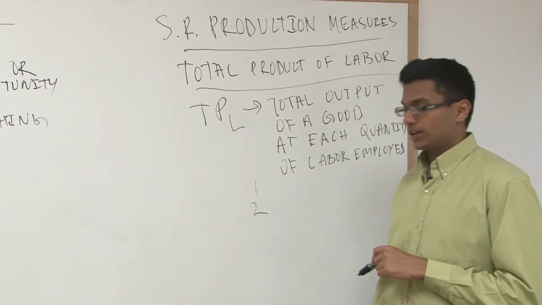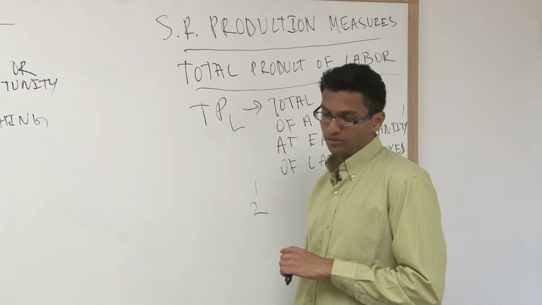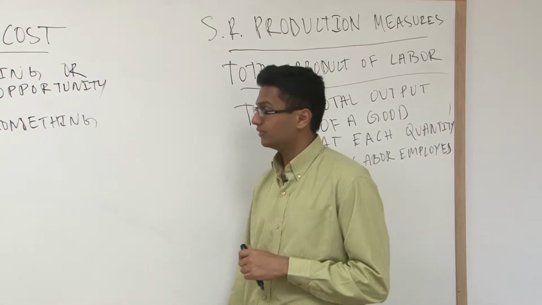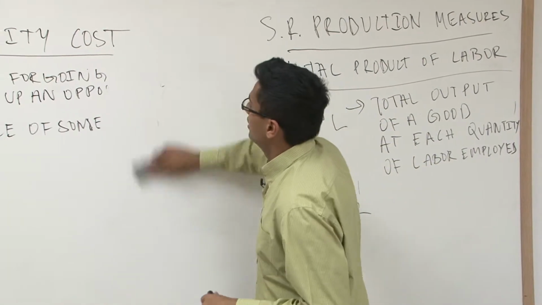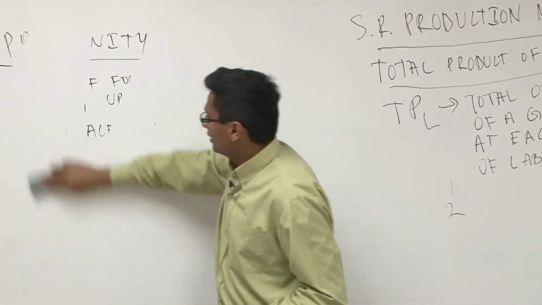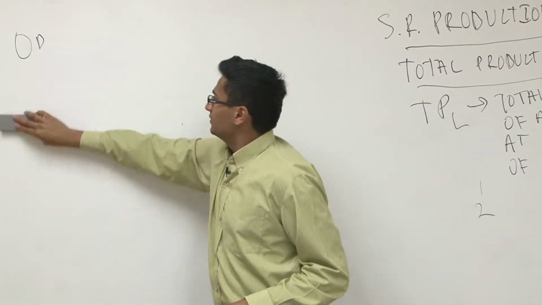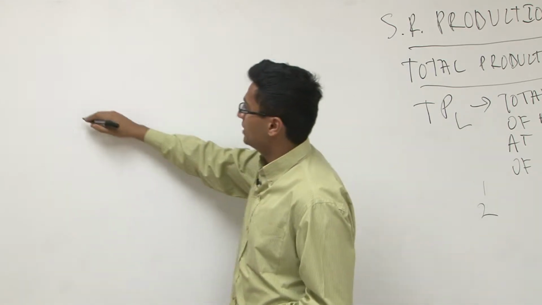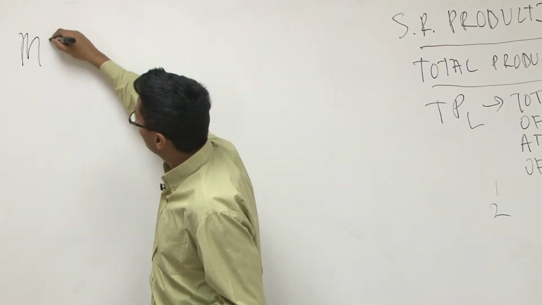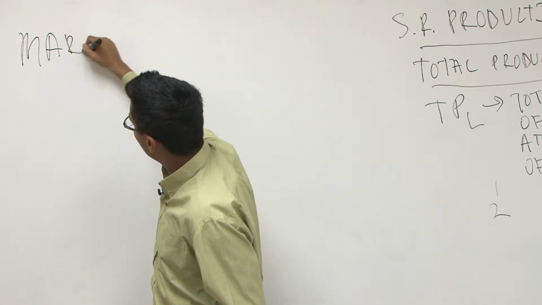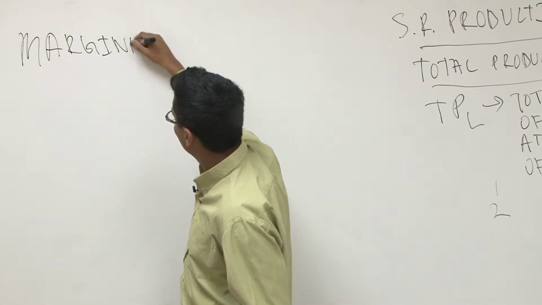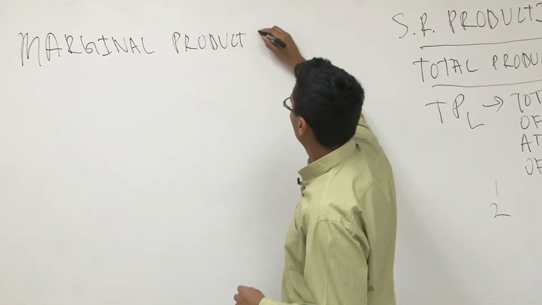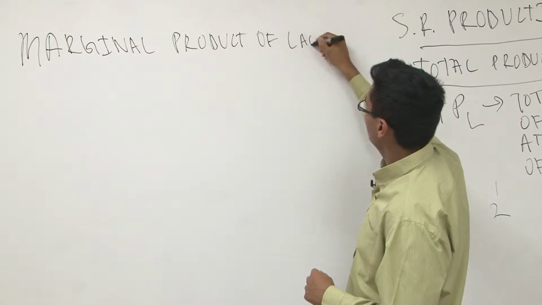Walking over here, I'll tell you guys 2 other things. We have marginal product of labor, MPL, and then APL, which is average product of labor. I'll go ahead and erase this definition, guys. Our favorite term, marginal. So let's talk about marginal product of labor, also known as MPL.